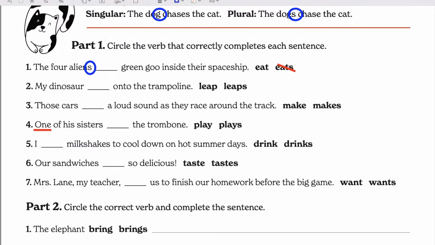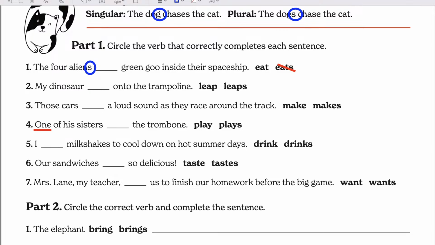I drink milkshakes to cool down on hot summer days, or I drinks milkshakes to cool down on hot summer days. Our sandwiches taste so delicious, or our sandwiches tastes so delicious. Mrs. Lane, my teacher, want us to finish our homework before the big game. Mrs. Lane, my teacher, wants us to finish our homework before the big game.